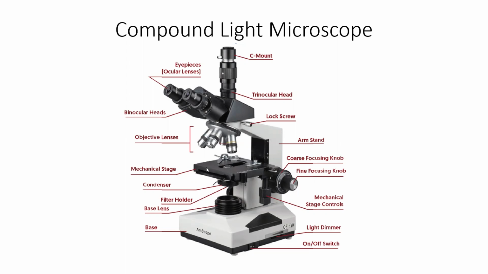mechanical stage. There you can find stage clips, condenser, filter holder, base lens, base, coarse focusing knob, fine focusing knob, mechanical stage controls, light dimmer, on off switch. Now we'll find out the functions of the parts.